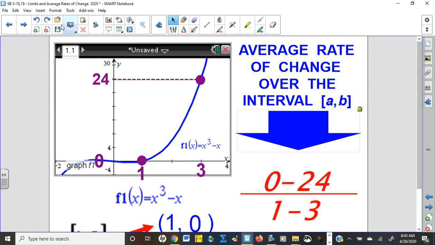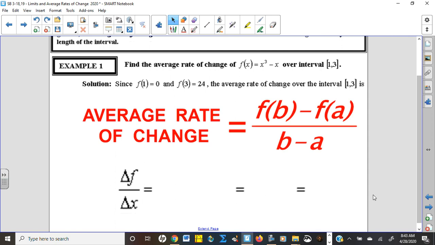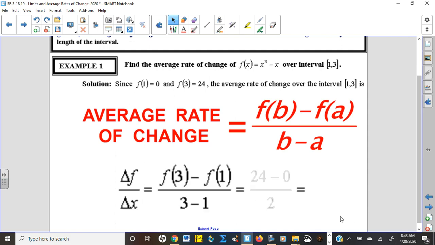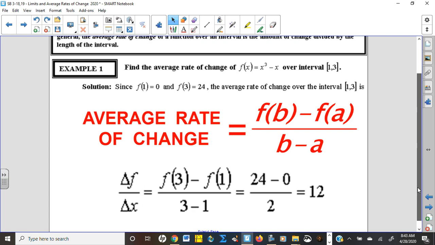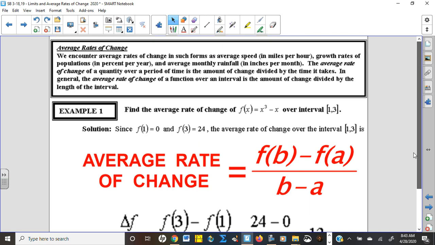And if we did it with the f of b minus f of a formula, we would still get 12. We get positive 24 over positive 2, which is still 12. So that should be worked out for you in your course pack already. Example number 1. But that's what average rate of change really is.